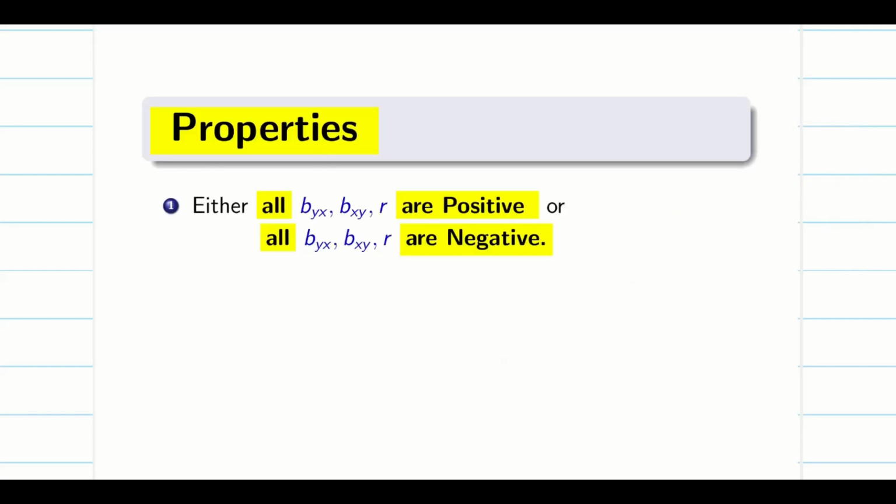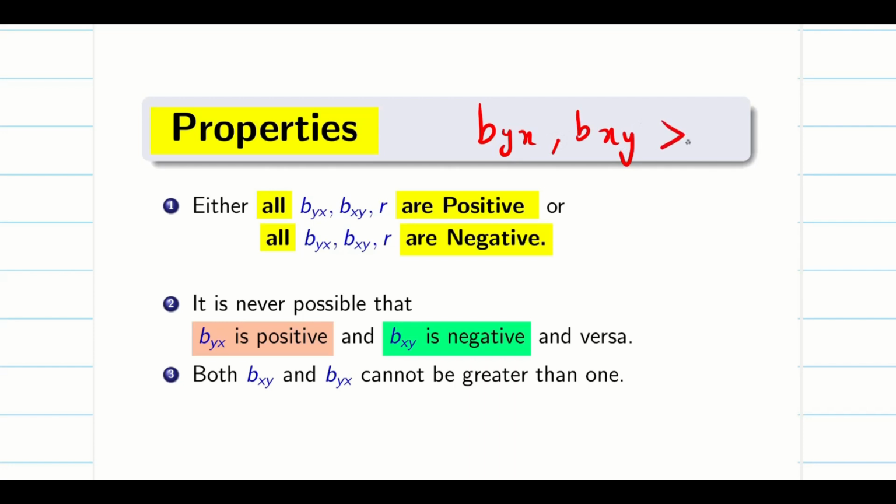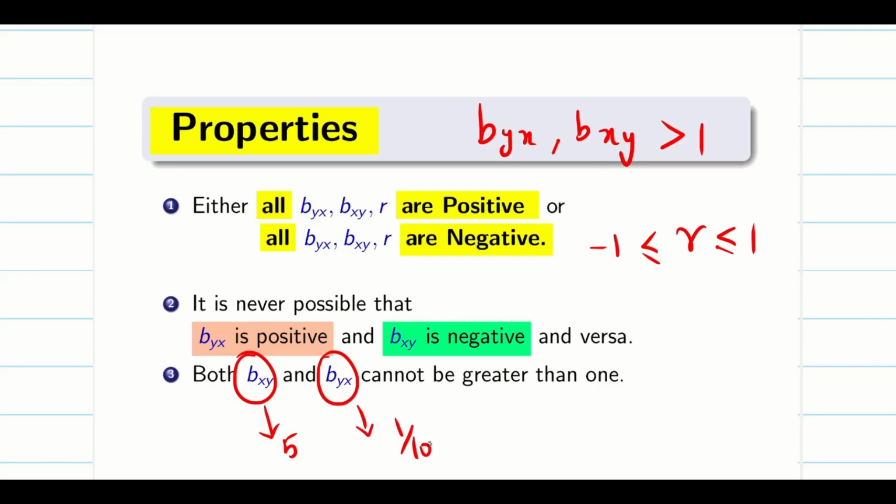Now properties. It is very important for MCQs as well as problem solving. Whenever I take r, bxy, byx, either all are positive or all are negative. I cannot get one value positive and the other negative. It is impossible. Then byx and bxy both cannot be greater than 1, because the regression coefficient and correlation coefficient both lie between what? -1 to 1. Suppose one is 5, the other may be 1 by 10. When you multiply them together, the product should be less than or equal to 1.